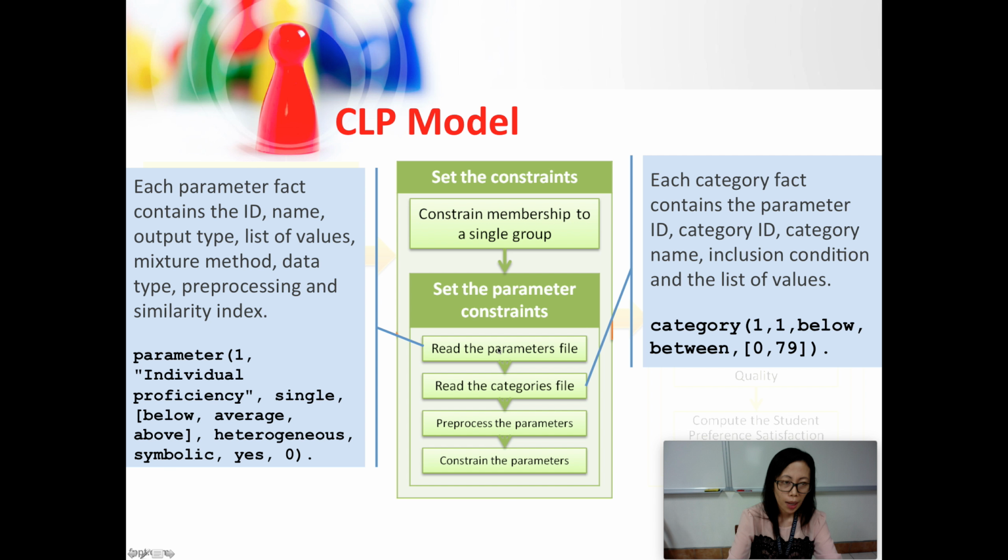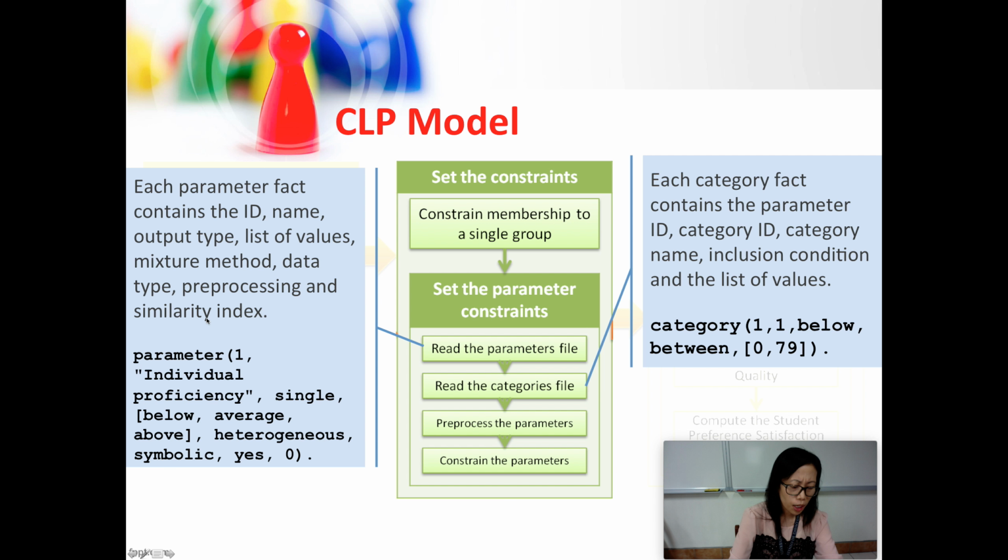Now each parameter fact in the parameters file would contain the parameter ID, the name of the parameter, the output type, whether it's single or multiple, the list of possible values for the parameter, the mixture method, whether it's heterogeneous or homogeneous, the data type, whether it's symbolic or integer, pre-processing, whether the parameter would be pre-processed or not, and the similarity index.